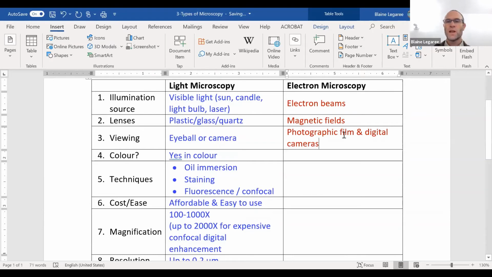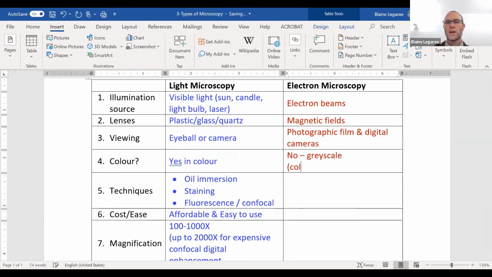There we go. Is it in color? No. Electron microscope images are in grayscale. We can put a note, color can be added later. So you color whatever color you want, if you want your cells blue or green or pink. It just depends on what kind of thing you're looking for.